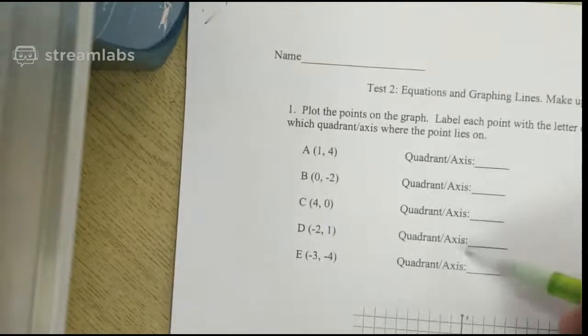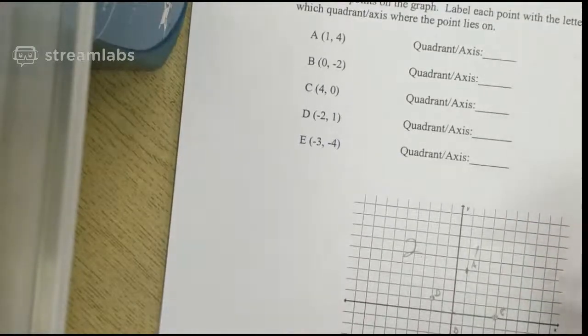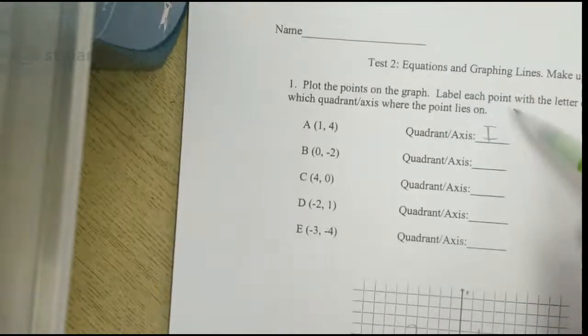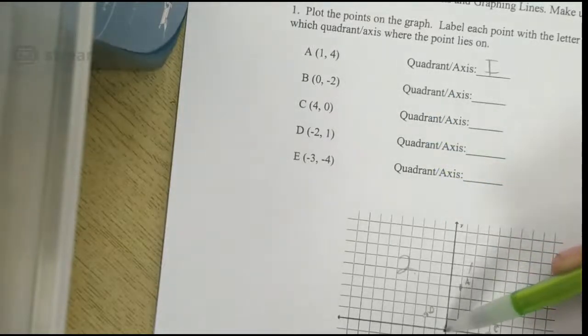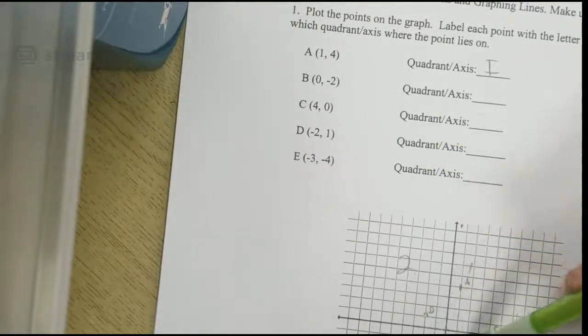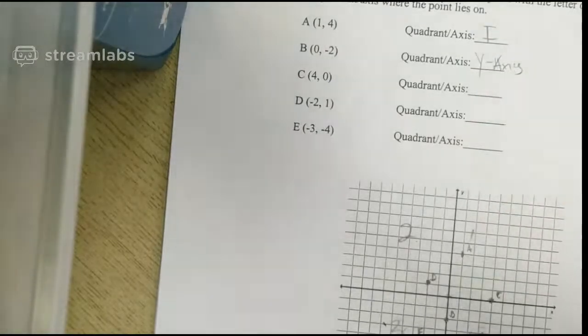And then I said what quadrant or axis is it on. So 1, comma, 4 is over here. That is the quadrant 1. Doesn't have to be the Roman numeral. You could just write the number 1. 0, comma, -2. So that is not on a quadrant. It's between 3 and 4. So that is on the y-axis. So you're going to say the y-axis, okay? Y-axis.